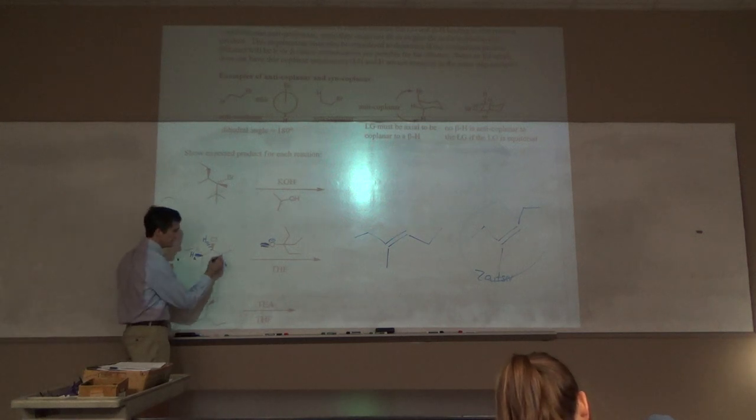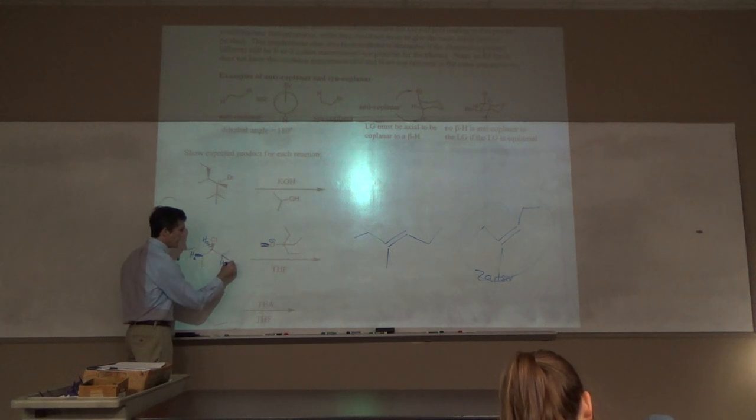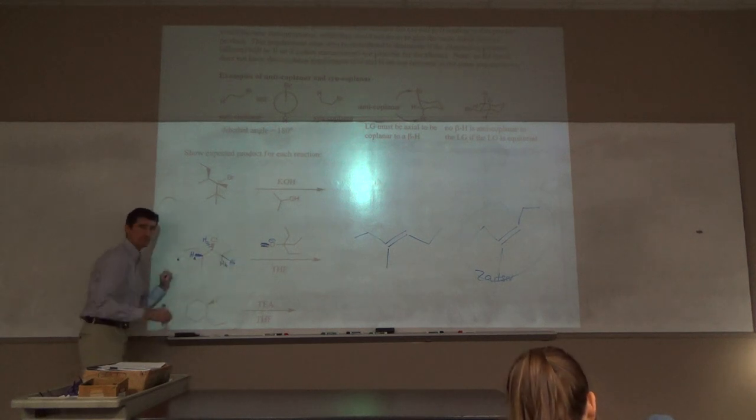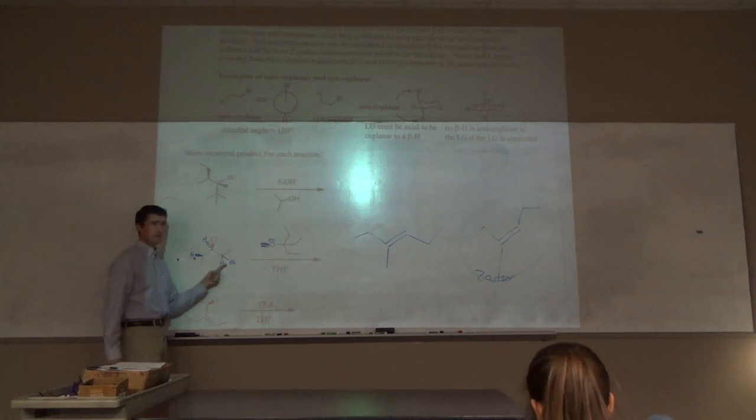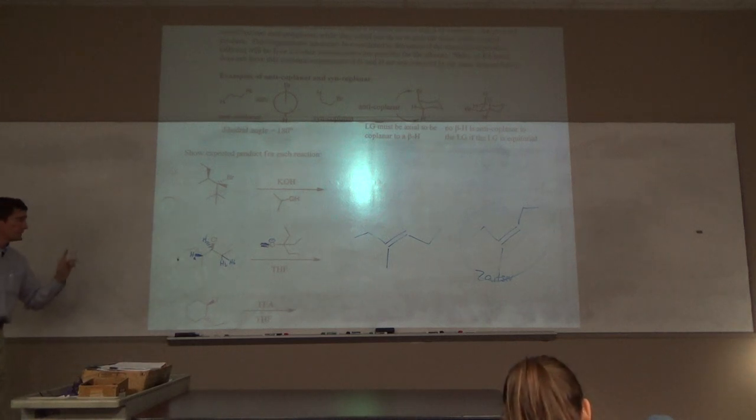There's two H's here. HB and HB prime. There's two of them. Whenever there's two H's, you don't have to consider it, because there's two different conformers that will have an H in the leaving group anticoplanar. It doesn't matter which H we eliminate, it's the same. But since there's two of them, there's going to be two conformers that meet the requirement.